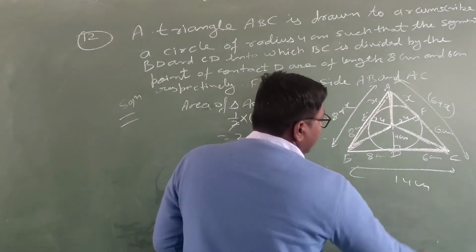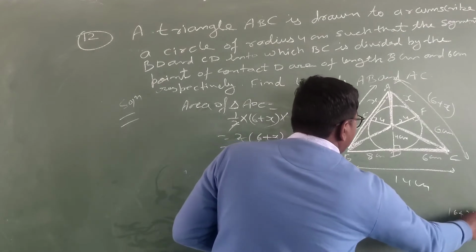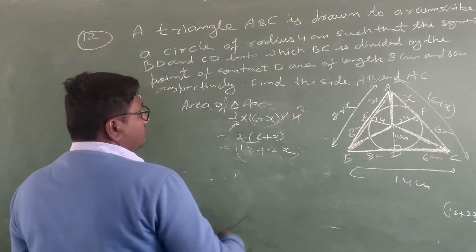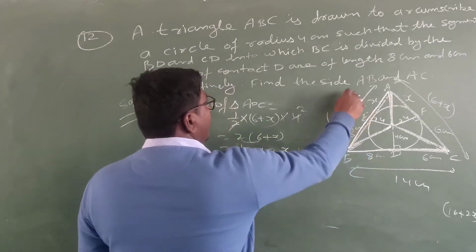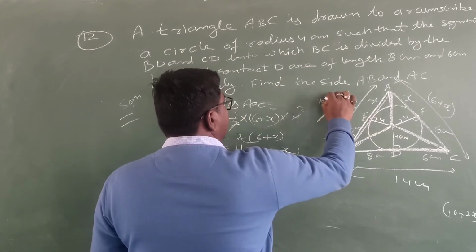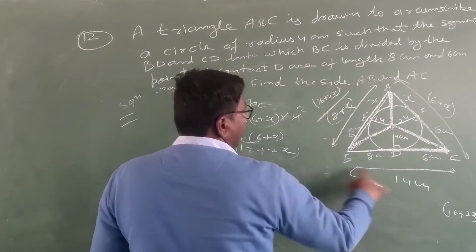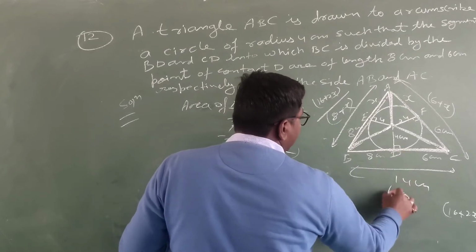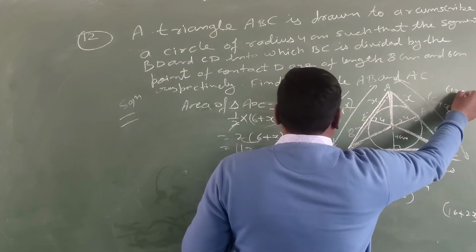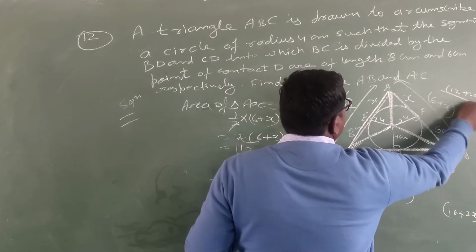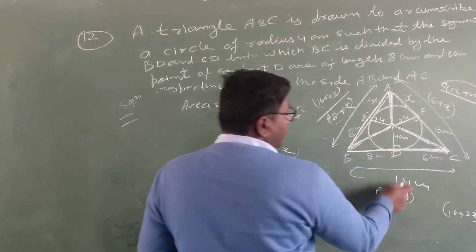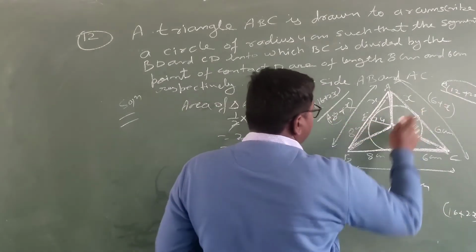The area of this triangle is 16 plus 2x. The area of this triangle was 28, and the area of this triangle we have got now was 12 plus 2x. These are the areas of these triangles.